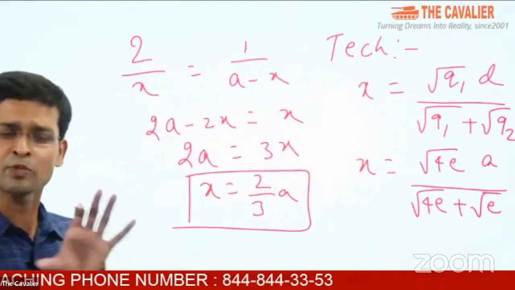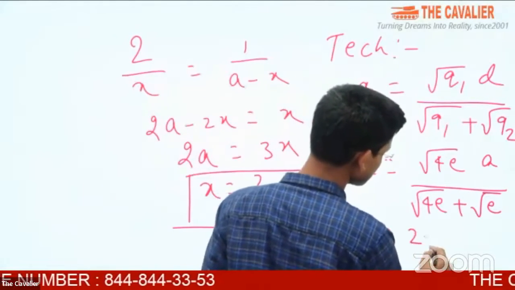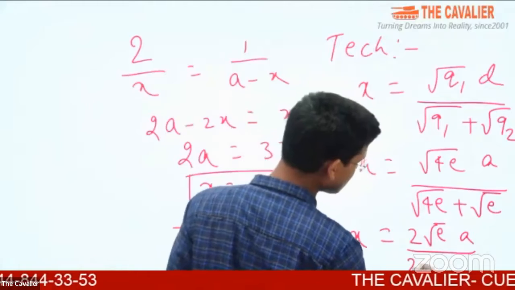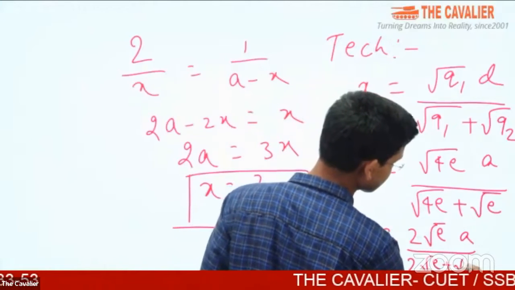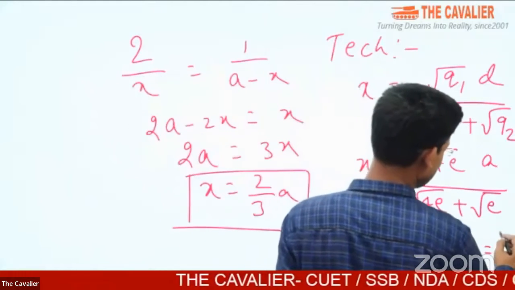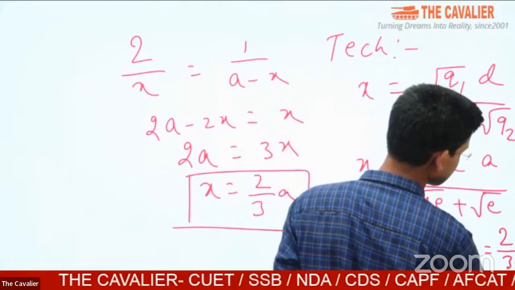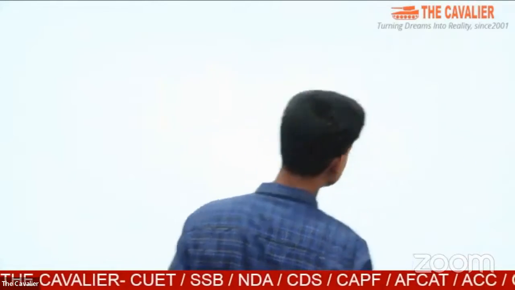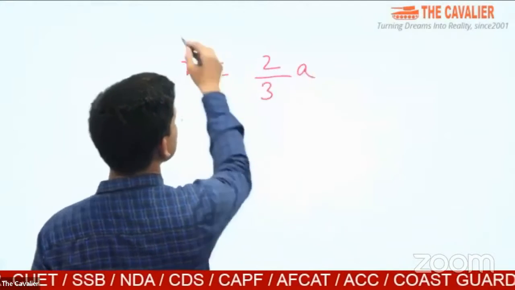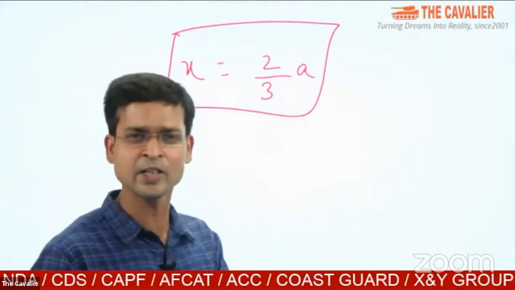Just substitute the values. Now you can write x equals 2 root E into A upon 2 root E plus root E. Is it clear? Now when you simplify it, upon 3 root E, root E will be cancelled out. That means x equals 2A by 3. You will get the direct result. In case of MCQ, you have to apply the technique to get the direct result.